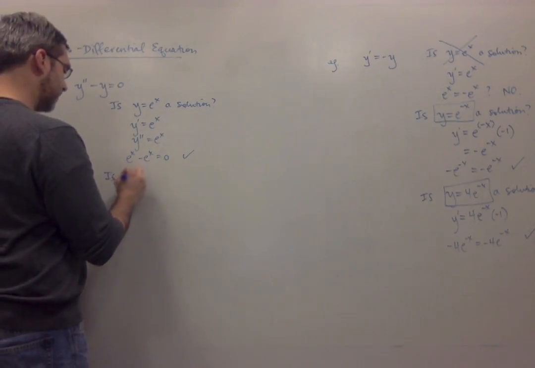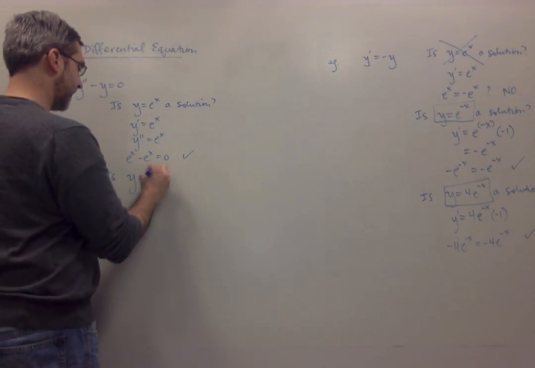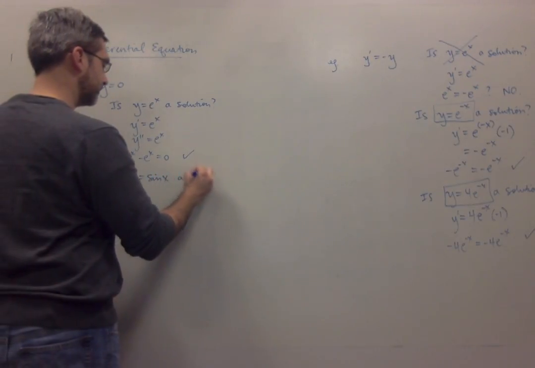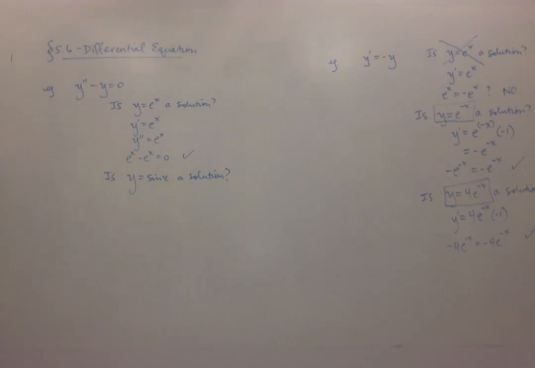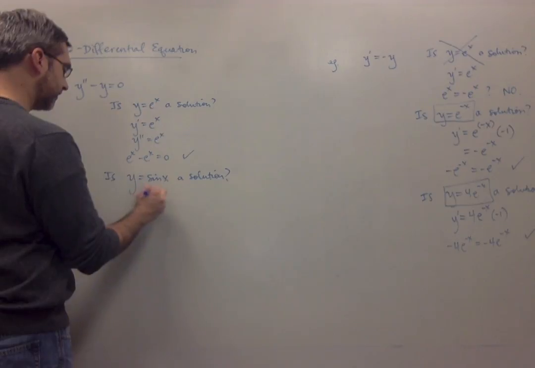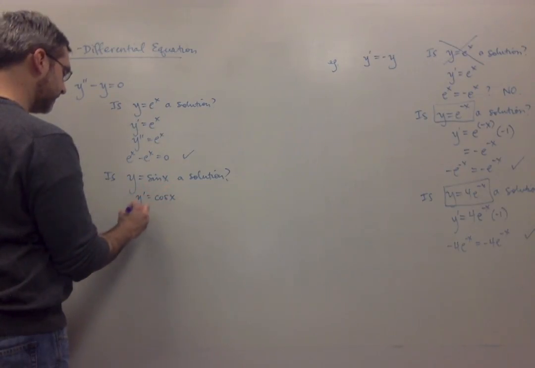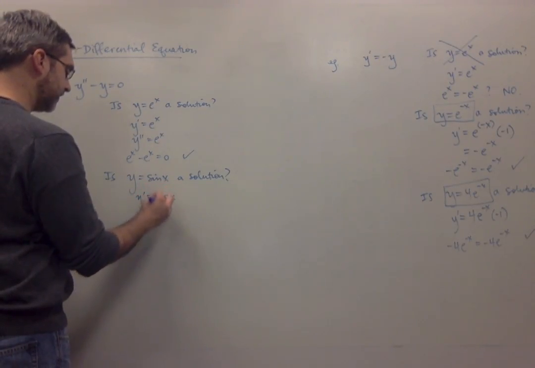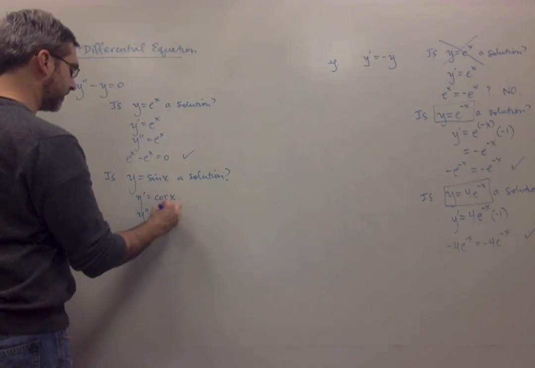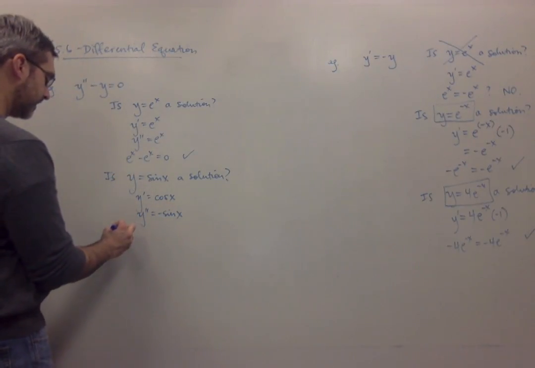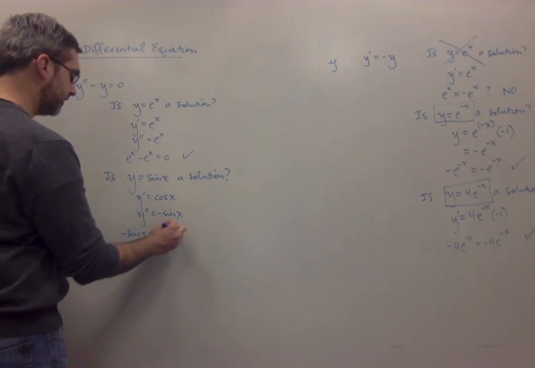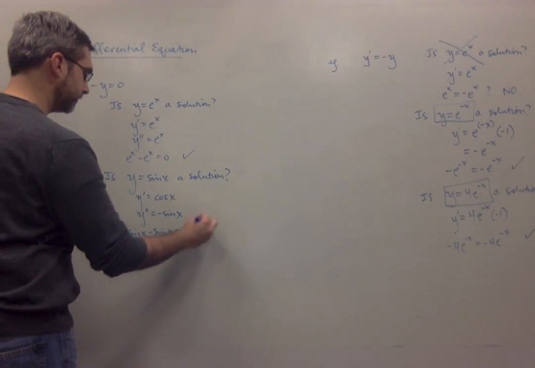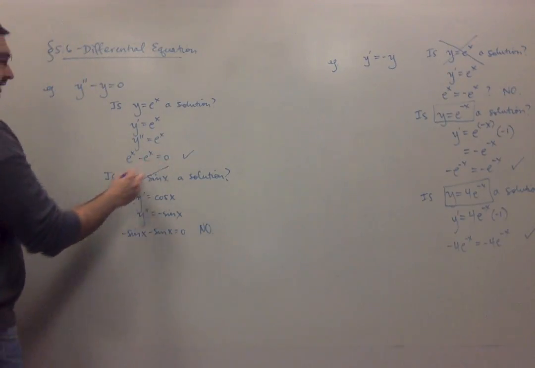Let me ask now, is y equals sine x a solution? Well, in order for that to be a solution, let's take a derivative. So derivative of sine is cosine. And the second derivative, the derivative of cosine is negative sine. So if I plug that in, is negative sine minus sine the 0 function? No. Okay, so that is not a solution.